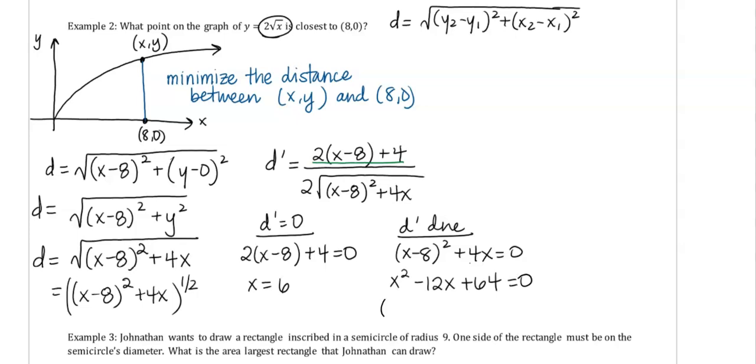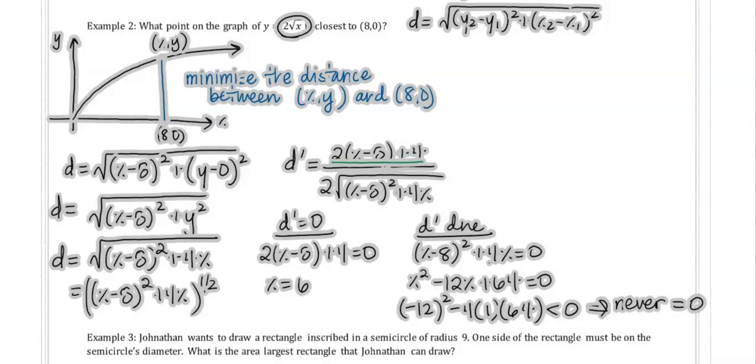And if I were to calculate the discriminant of this quadratic, b squared minus 4ac, I get something that is less than 0, which implies that that quadratic is never equal to 0. I'll just put never equals 0. So there is nowhere where the derivative does not exist. So the only critical value that we have is x is equal to 6.